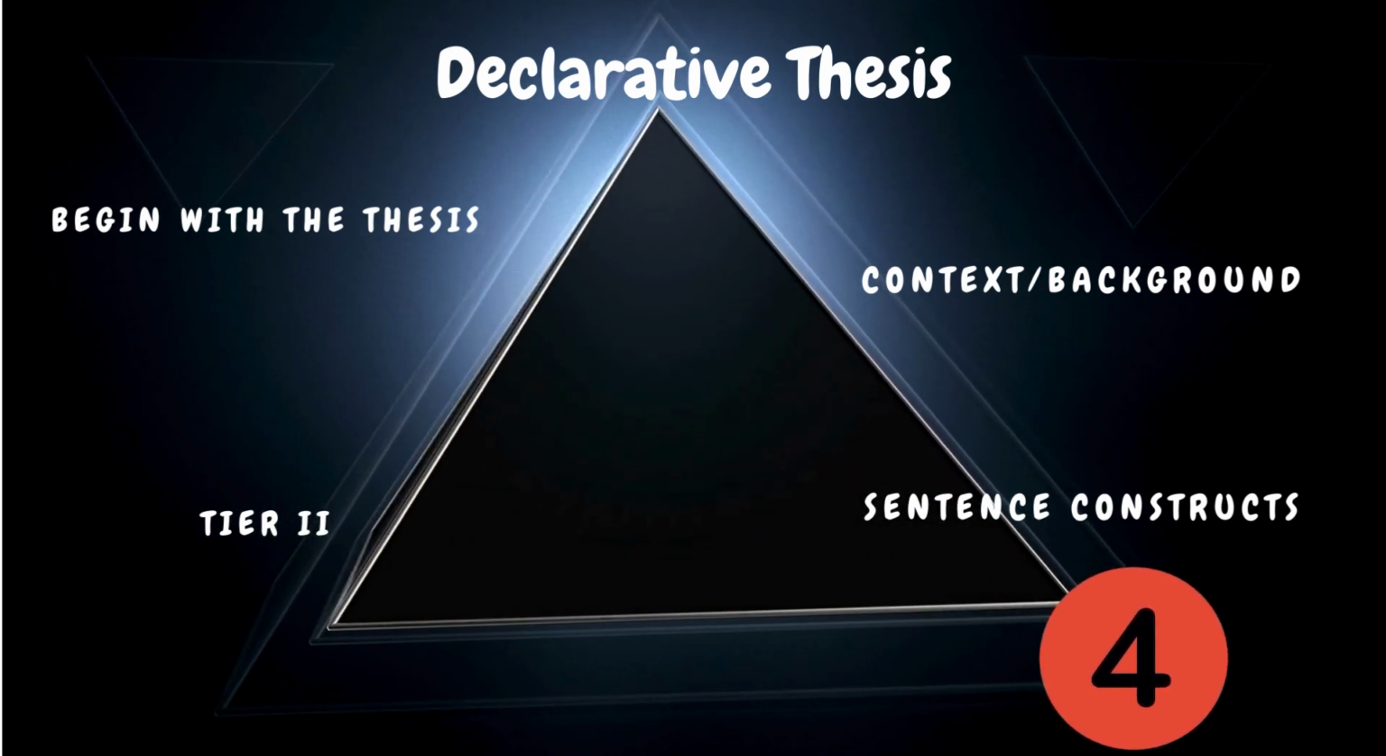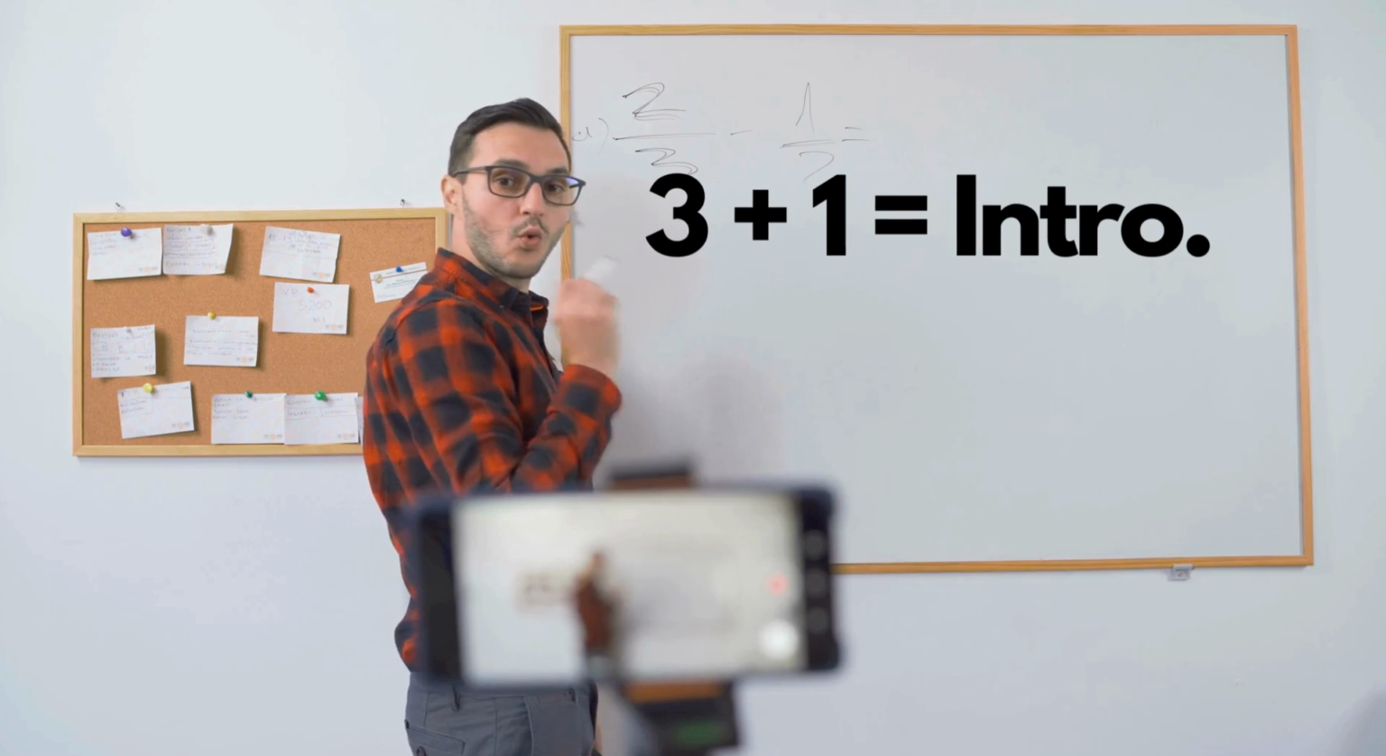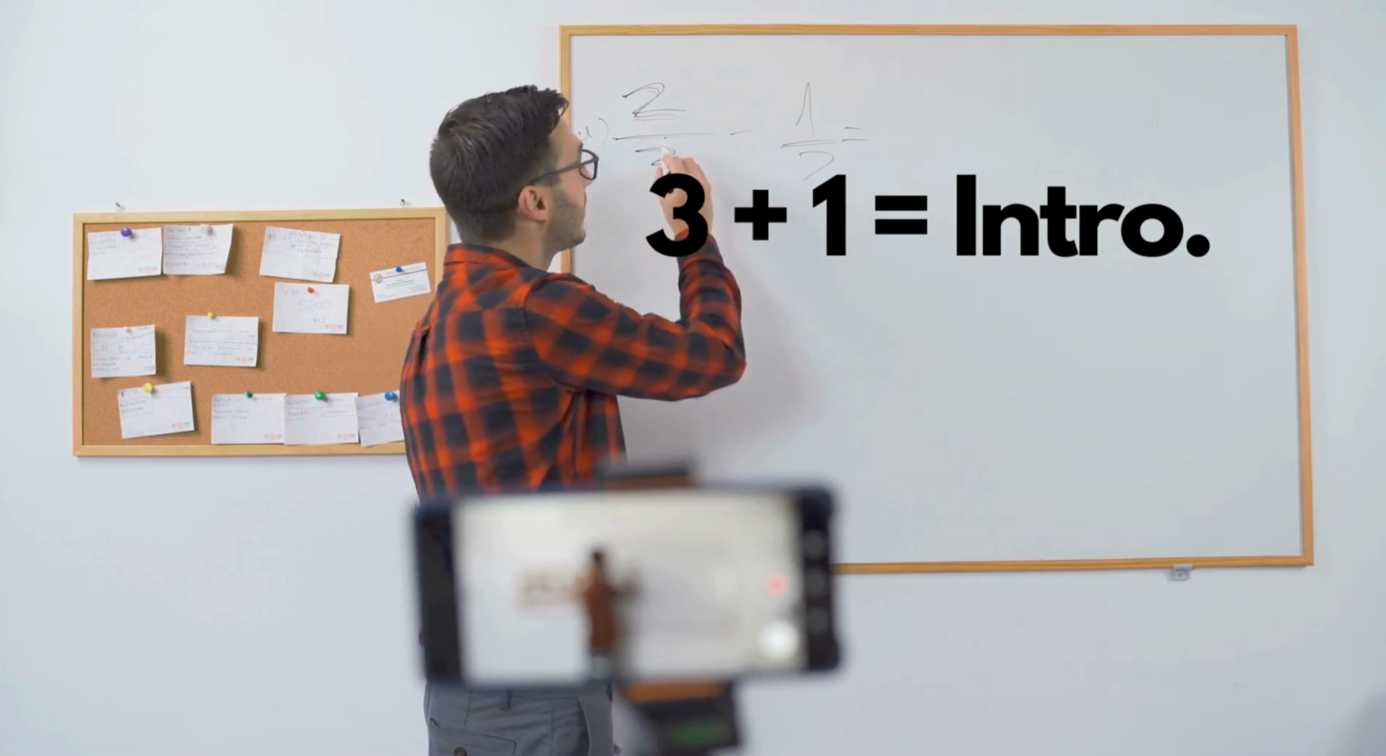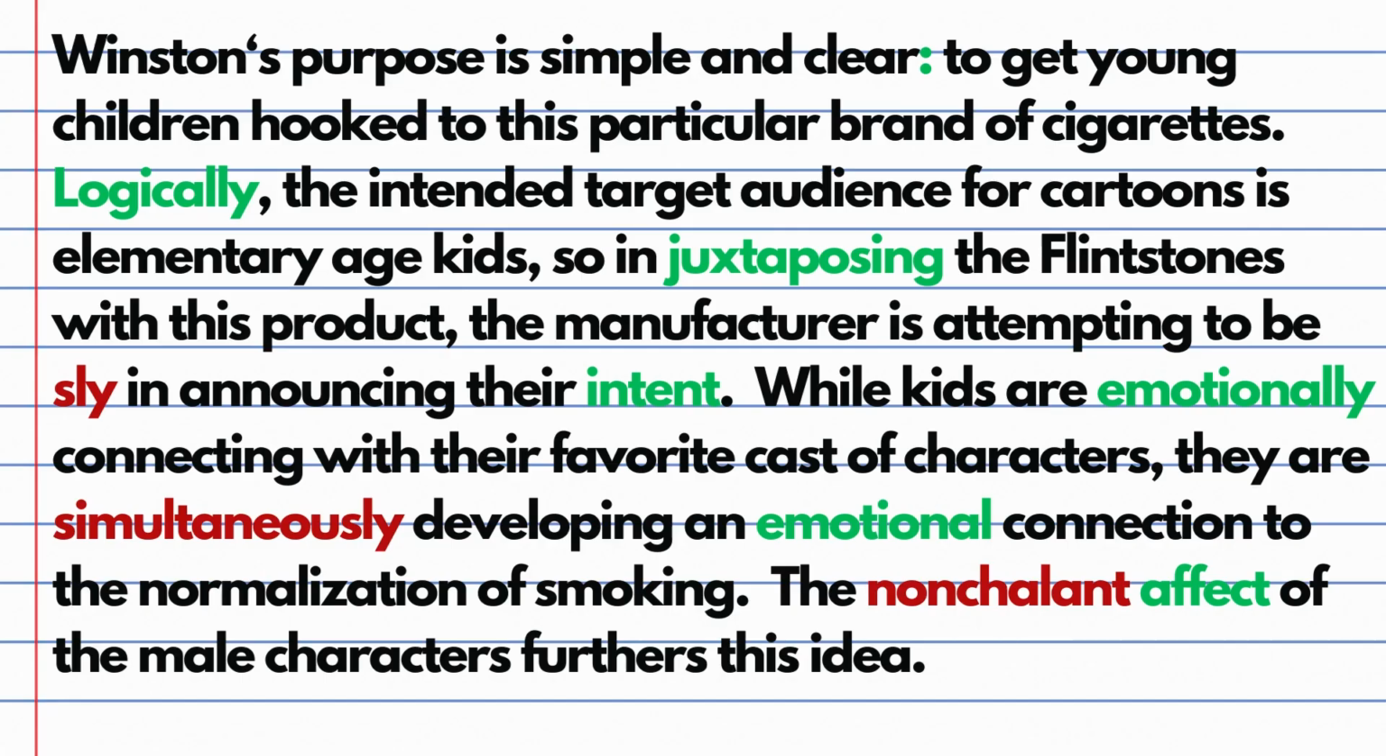So quick recap: 3 plus 1, 3 construction of meaning, 1 authorial intent, and it will look like this. Here's exemplar number 1. I'm just going to read it and then I'll unpack it.